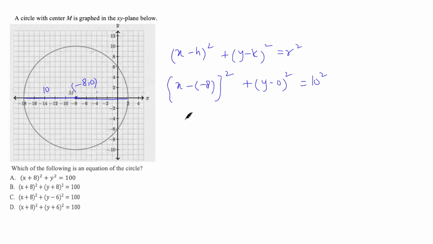So our equation will look something like this. Let me change the color. x plus 8 whole square plus y squared equals 100. Let's look at the option choices. That's the first option choice we're looking at.